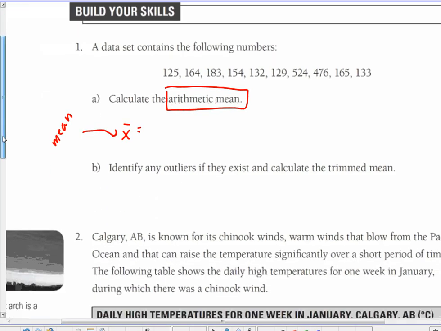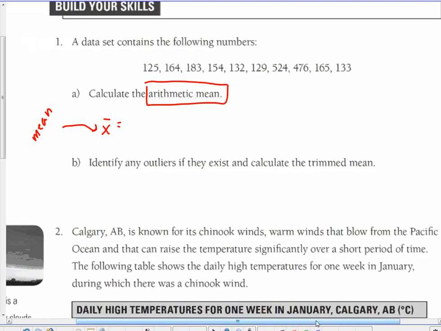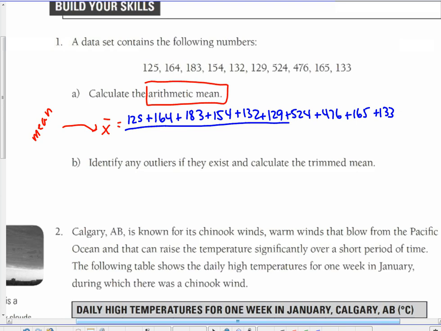There you go. Okay, so arithmetic mean, how do we find the mean of a set of numbers? Add them all together and then divide by how many there are. So let's add them up. Grab your calculators. If you want, you don't have to write this all out. You can go straight to adding them together. 1, 2, 3, 4, 5, 6, 7, 8, 9, 10 pieces of data. So grab your calculators.